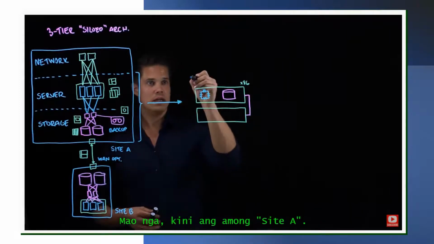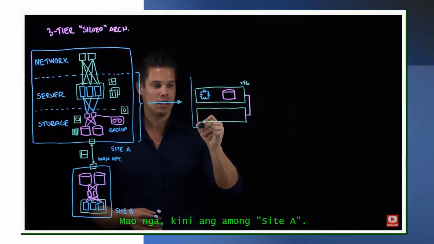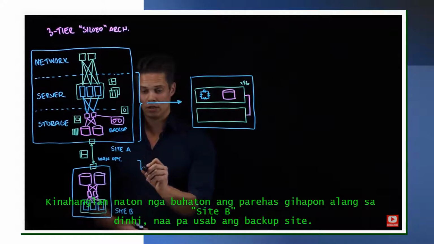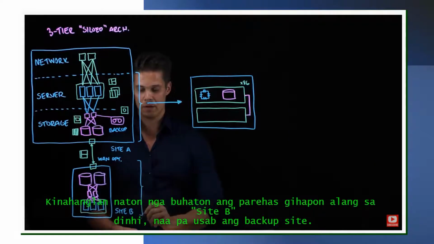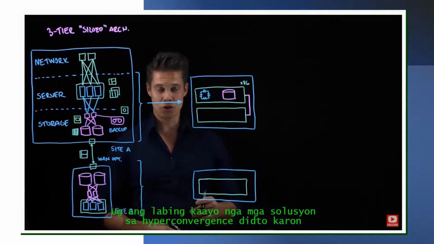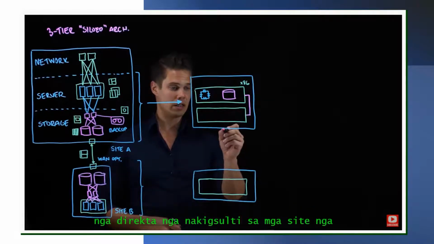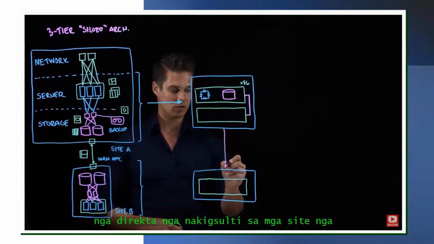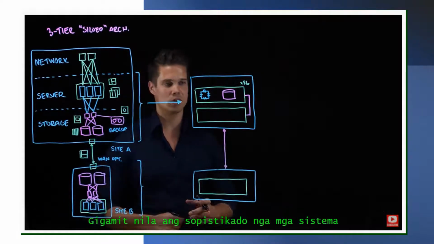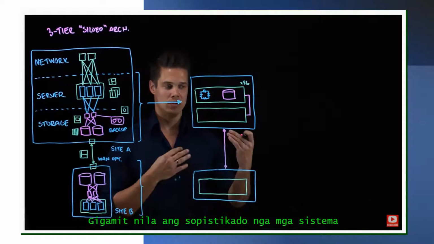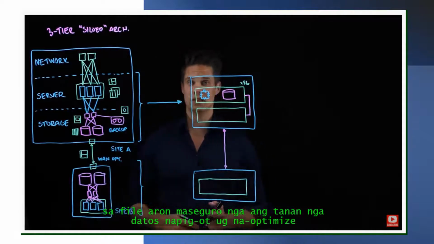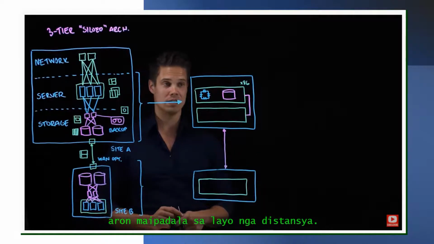So this would be our site A. We need to do still the same for site B here. We still have the backup site. And the best hyperconvergence solutions out there nowadays are directly communicating with sites without the need of any special WAN optimization or anything. They use sophisticated file systems to make sure that all the data is compressed and optimized so that they can be sent over vast distances.